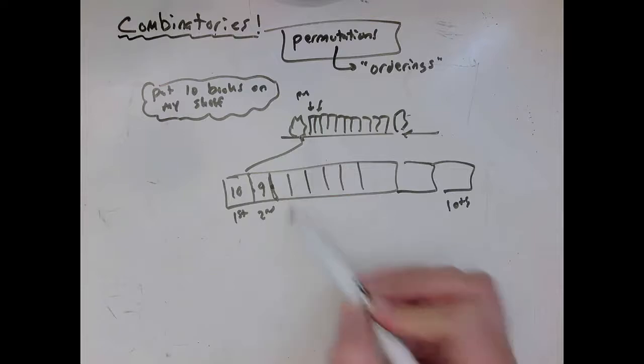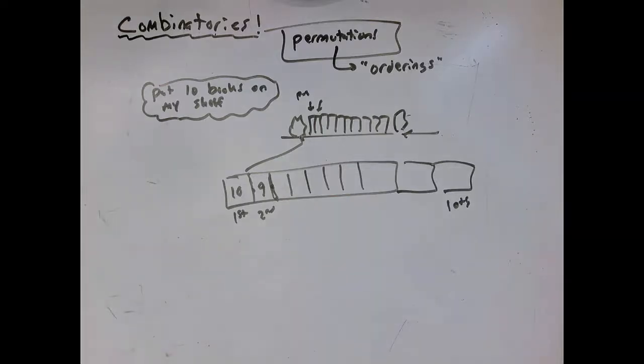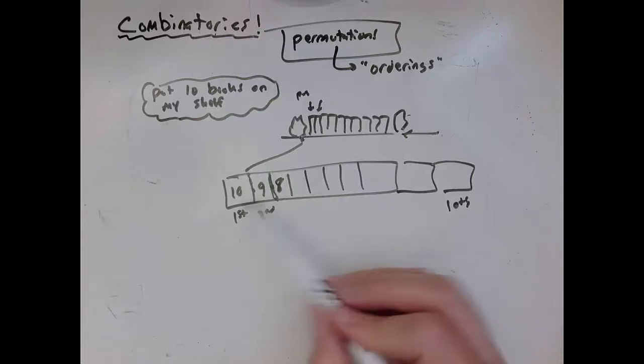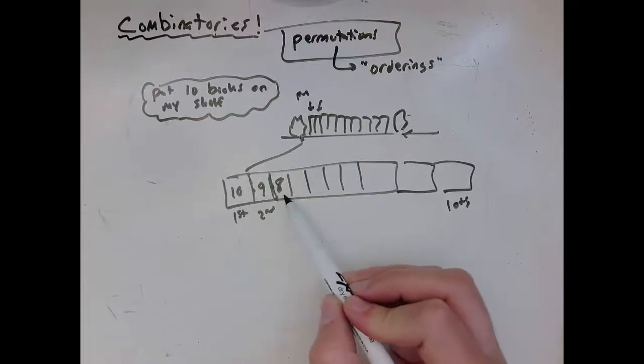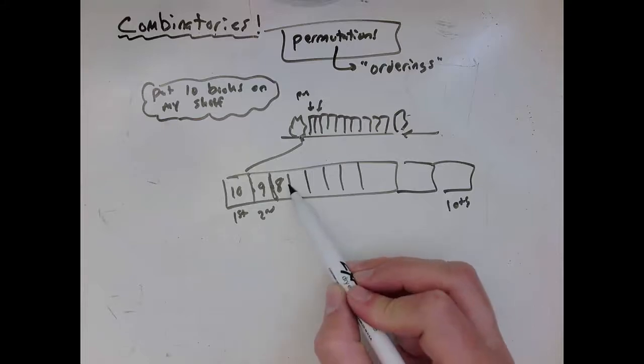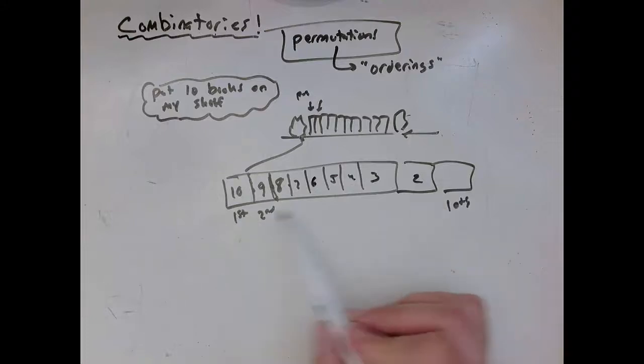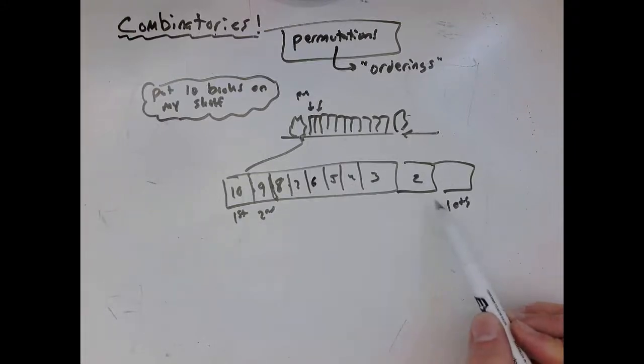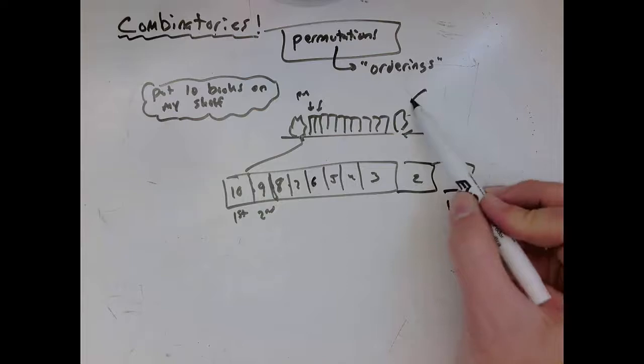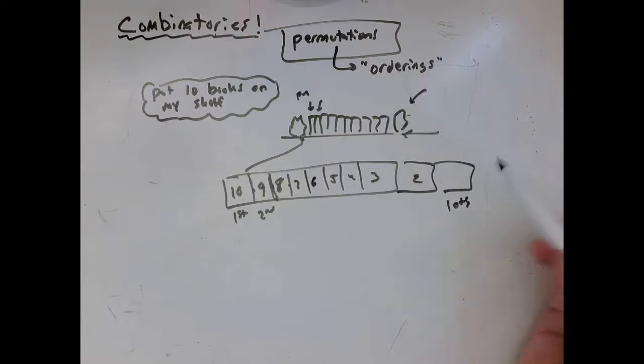How many options do I have for which book could go third? I hope you said 8. This is just like the dessert example. So once I've placed these 2 books, now there's only 8 choices left for the third position. And then 7, and then 6, and then 5, 4, 3, 2. And then once I've placed 9 of my books, I only have 1 book left over, and only 1 position left to put it into. So for the last position, I have 1 choice, the only book I have left.